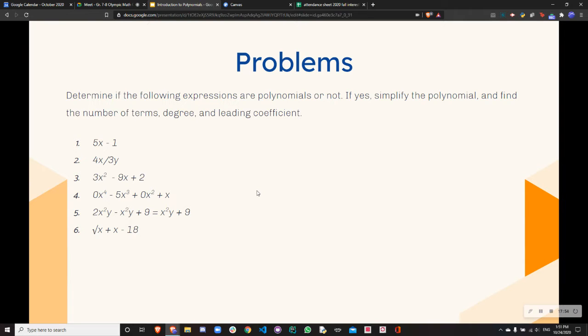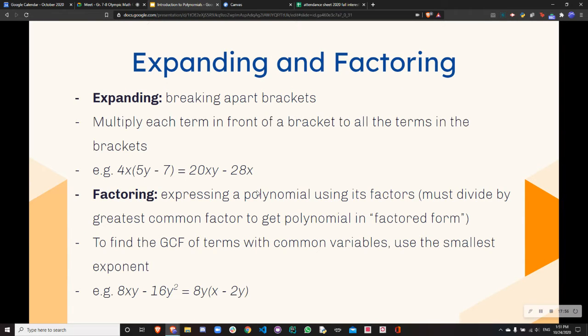Hopefully these are clear. Let's move on to some other terms. We have expanding and factoring. So what is expanding? Expanding in just a few words is basically breaking apart the brackets. So basically you have to multiply each term in front of a bracket to all the terms inside the bracket. And this is called the distributive property, if you know that before.